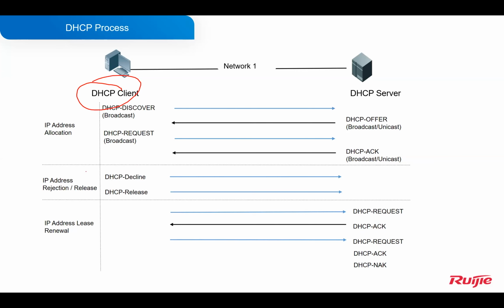Of course, sometimes we will have scenarios like IP address rejection and release. For example, you type commands like ipconfig /release or ipconfig /renew. If you type ipconfig /release, it leads to the DHCP release process. If you use ipconfig /renew, we will request the IP address from the beginning. So this is the DHCP process introduction.